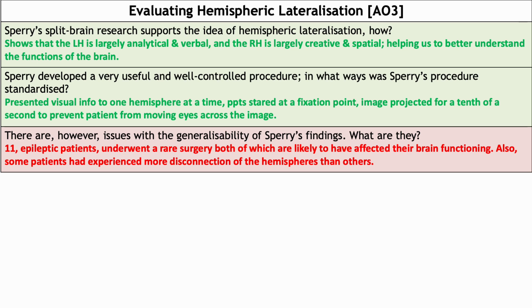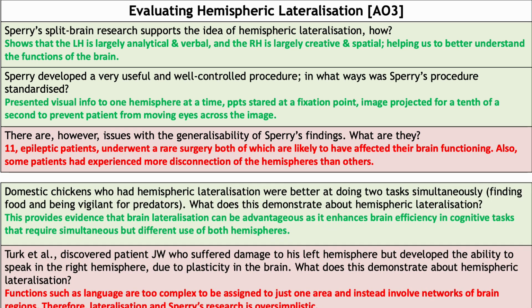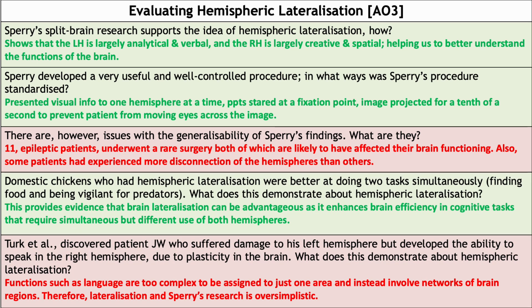But there were only 11. There were epileptic patients. It was rare surgery. And actually some of the patients had more disconnection than others. Some still had a little bit of corpus callosum. So you can use that to evaluate the research into lateralisation, but also the actual biological argument of lateralisation can be argued in these ways.